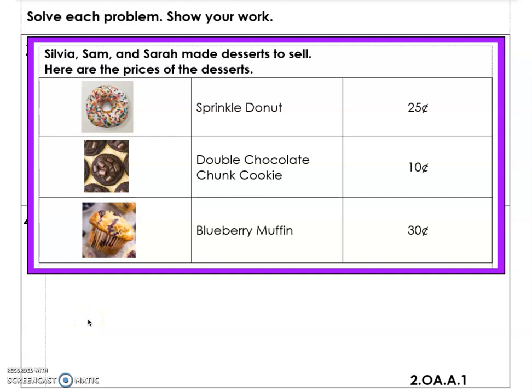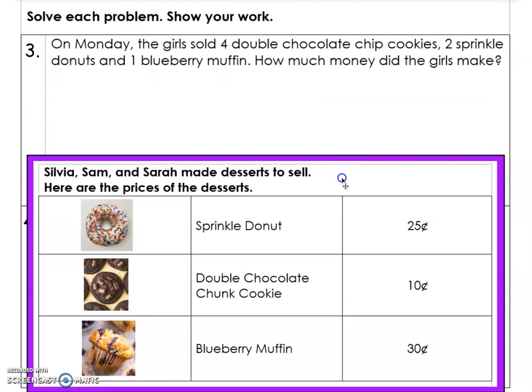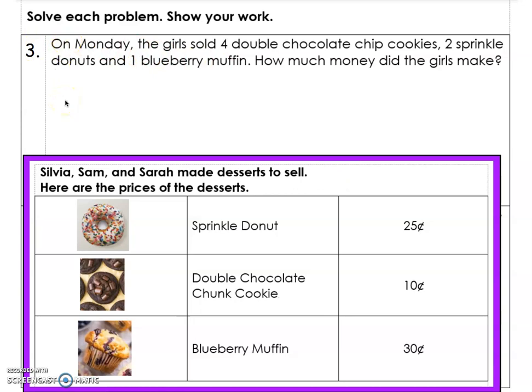For this one, if you want to pause the screen and look at the third problem right here, you can try to do it on your own first and then watch me solve it so you can check your work. But I'll go ahead and show you what's happening here. So we have Sylvia, Sam, and Sarah made desserts to sell. Here are the prices of the desserts. So they're selling a sprinkle donut for 25 cents, a double chocolate chunk cookie for 10 cents, and a blueberry muffin for 30 cents. Okay, so on Monday, the girls sold 4 double chocolate chip cookies, 2 sprinkle donuts, and 1 blueberry muffin. How much money did the girls make?